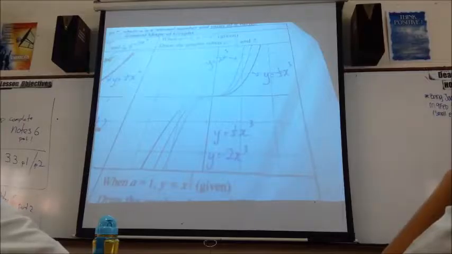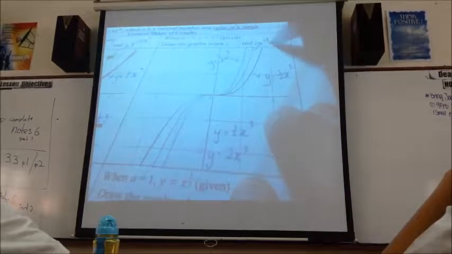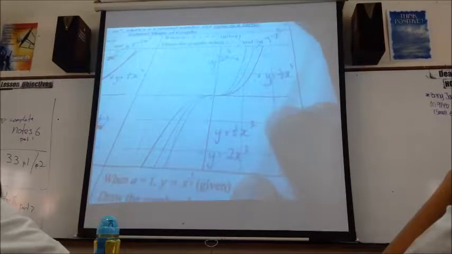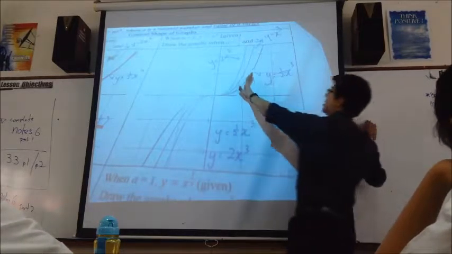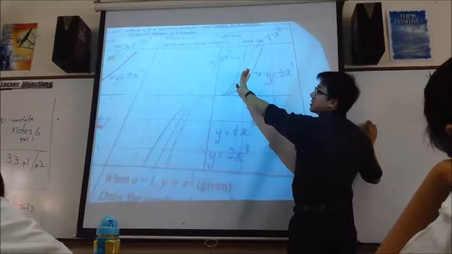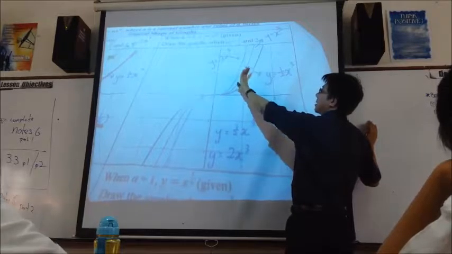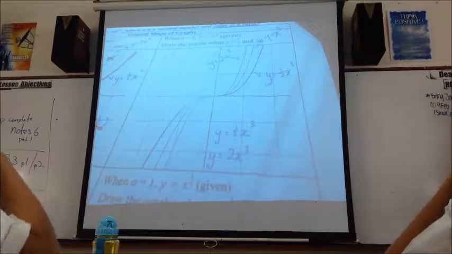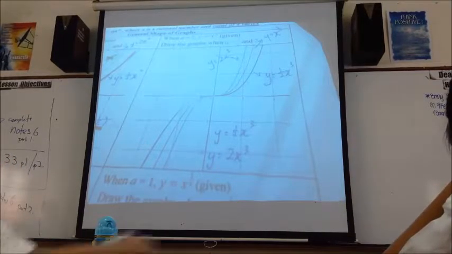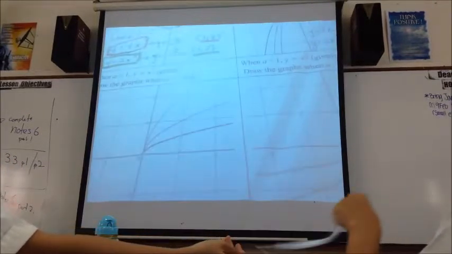So some of you want to find what the middle one is. This is y equals to x cubed. Oh, so when there's a number bigger than 1 in front, it becomes narrower, higher. When it's a fraction in front, it becomes broader, more gentle. Follow? So the number will change the shape of the graph.